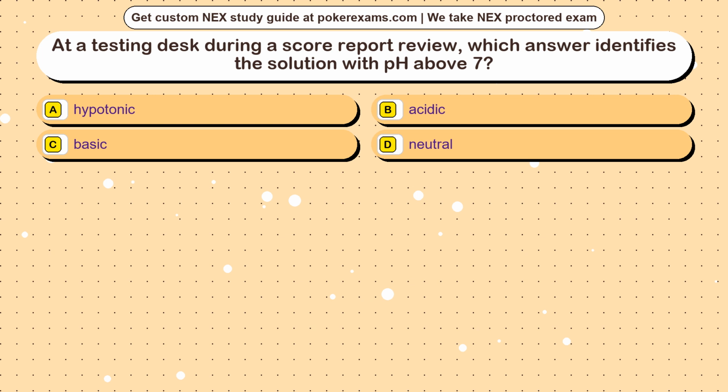Question 23. At a testing desk during a score report review, which answer identifies the solution with pH above 7? Option A, hypotonic. Option B, acidic. Option C, basic. Option D, neutral.